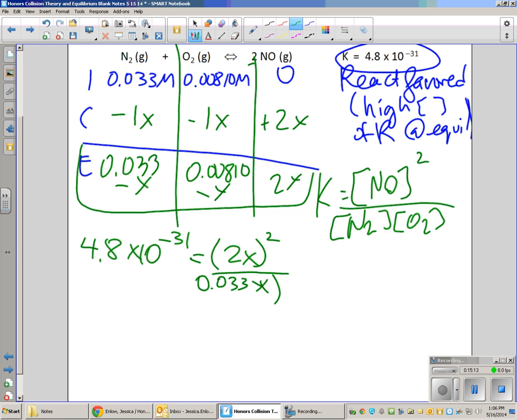0.033 minus x, right? Times 0.00810 minus x. Okay. Ooh, that looks real complicated. Can I just square root this one? No, because it's not a square root problem. This is the only one that I can square root for sure. These two denominators can't be square rooted because they're not the same thing.